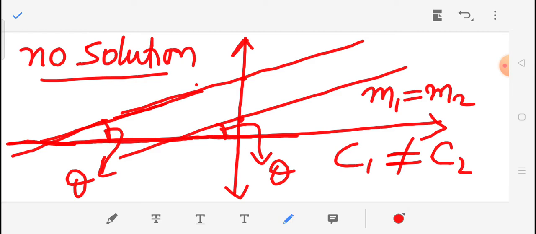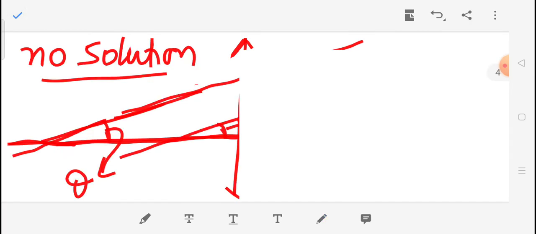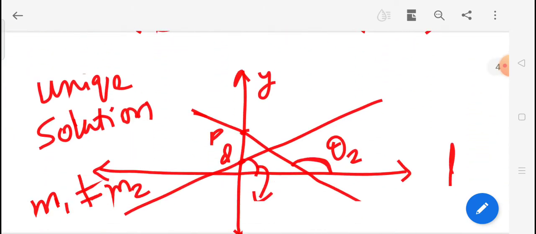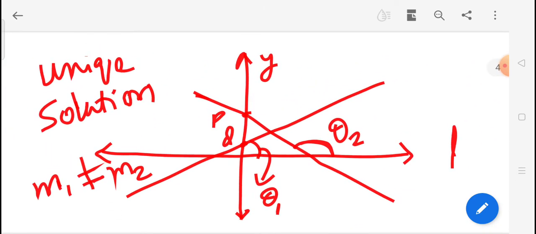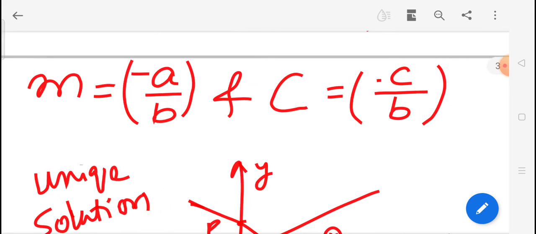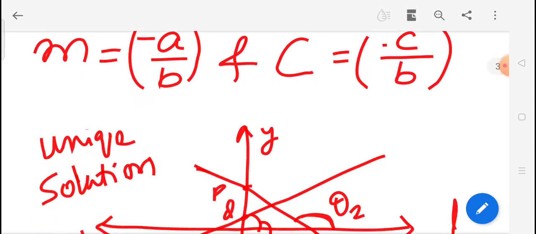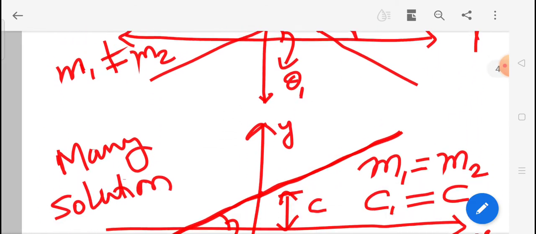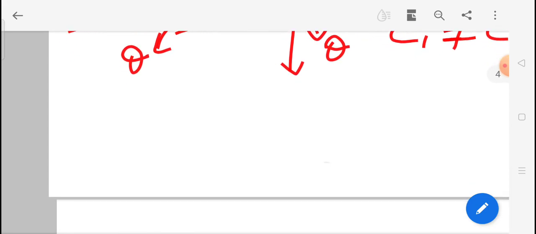Now we have to work with these conditions only. Let us take the unique solution case first. In the unique solution case, their slopes are not equal to each other. We can get the conditions in terms of their intercepts too. As we know the slope is equal to minus a by b, so when we convert it in terms of a1, b1 and a2, b2, the slope of the first line is minus a1 by b1, and the other slope will be minus a2 by b2.